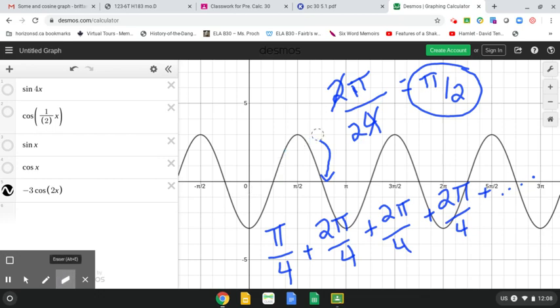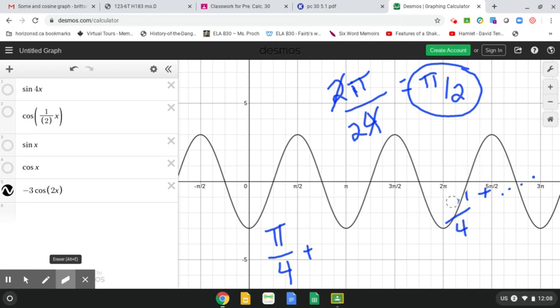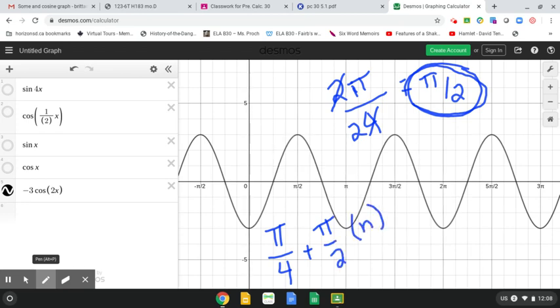So I know this is a little bit out there, but instead of writing this and so on forever, which you will never see in a textbook, you would see pi over 4 plus, now we're adding multiples of pi over 2. So n is what we label that as. Now n is just a number, like 1, 2, 3, 4, and that just increases this. So that's how you would write your x-intercepts.